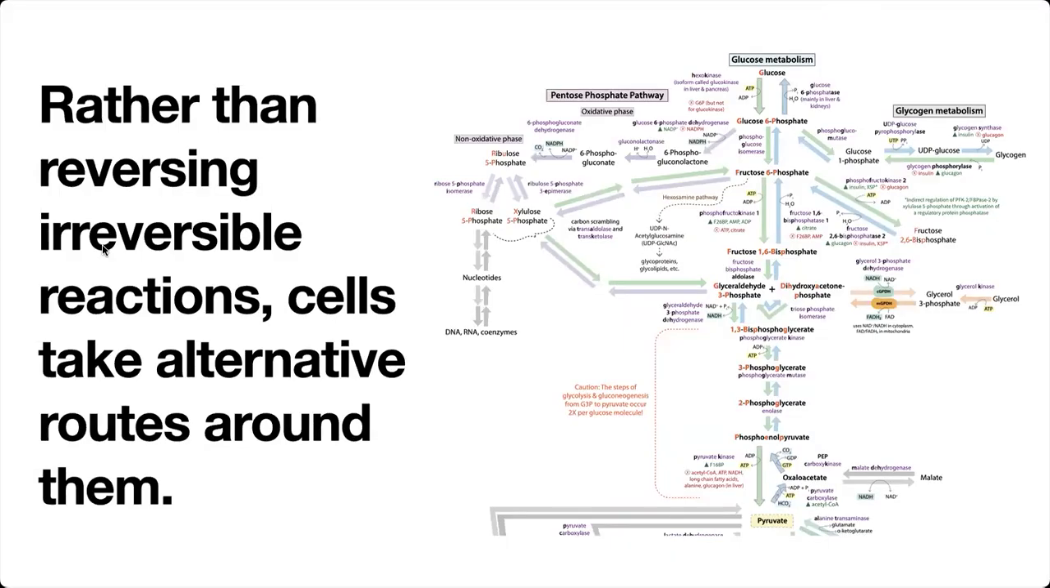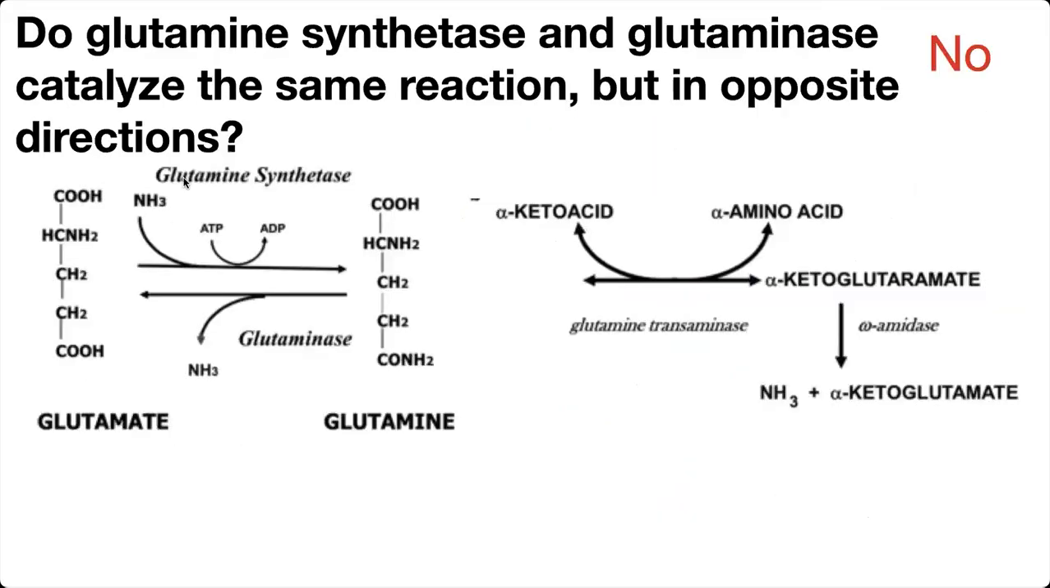Rather than reversing those irreversible reactions, our cells are going to take alternate routes around them. Remember, we've got that door with a handle only on a single side. We've got to find a detour door to go around. We saw an example of this when we were looking at glutamine synthase and glutaminase. These were irreversible reactions in both directions, catalyzed by different enzymes. And not only are they catalyzed by different enzymes, but we can see that they're actually doing different reactions. Our ATP, ADP is only associated with one of the arrows and not the other.